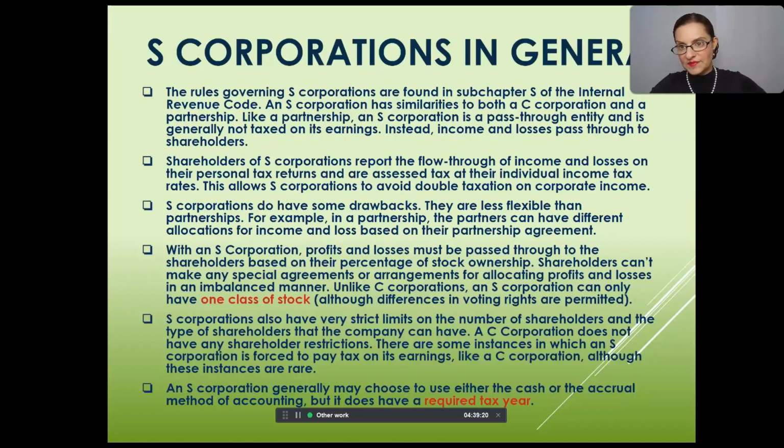An S corporation may choose to use either the cash or accrual method. Either accounting method is fine. The S corporation can choose, but S corporations do have a required tax year, unlike a C corporation. Generally, an S corporation has a required tax year. And I'm going to go over all of these concepts in this webinar.